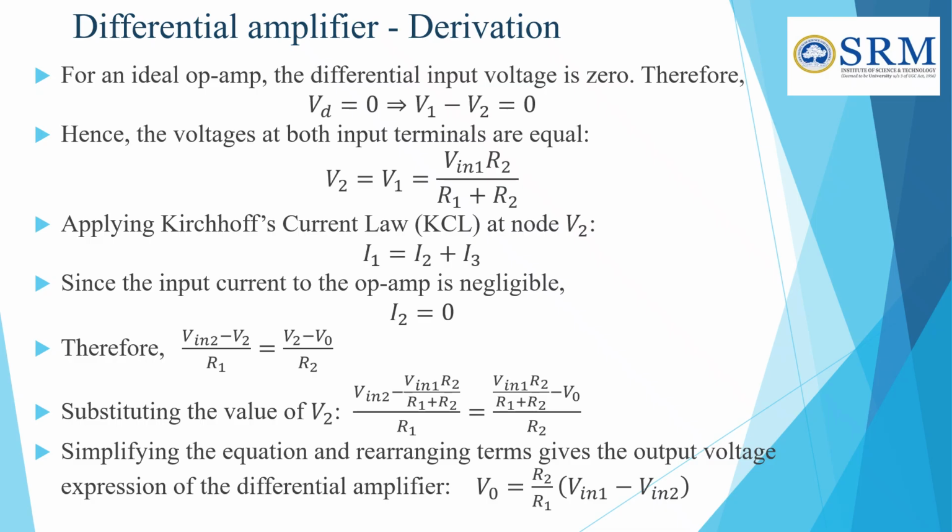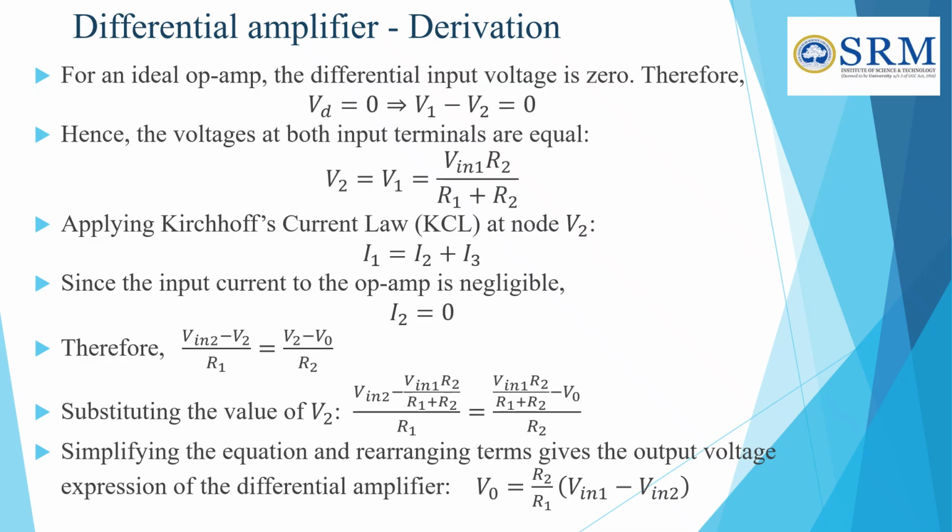For an ideal op-amp, the differential input voltage is 0. So we can get the difference between V1 and V2, that is Vd equal to 0. So the voltages at both input terminals are equal. So V2 equal to V1, which is equal to Vin1 R2 by R1 plus R2. Then apply Kirchhoff's current law at V2.